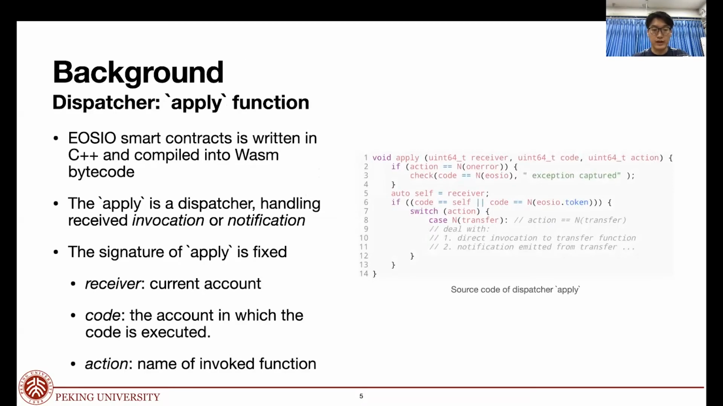Next, we will briefly introduce some background information on EOSIO smart contracts. A smart contract is written in C++ and compiled into WebAssembly bytecode. The figure on the right side depicts a specific function named apply. This function is a dispatcher handling the received invocation and notification. The signature of apply is fixed. It takes 3 arguments, receiver, code, and action, respectively corresponding to the recipient name, the account in which the code is executed, and the name of the targeted function.